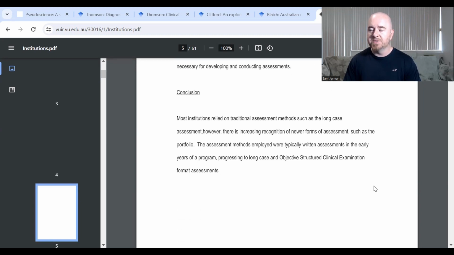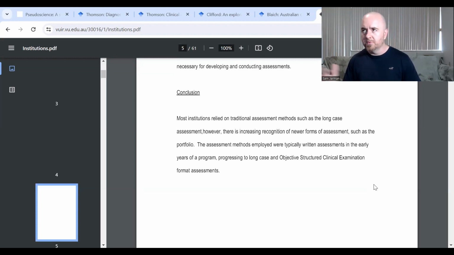At least as presented in the abstract, most institutions relied on traditional assessment methods such as the long case assessment. However, there is an increasing recognition of newer forms of assessment such as the portfolio. The assessment methods employed were typically written assessments in the early years of a program, progressing to long case and objective structured clinical examination format assessments.